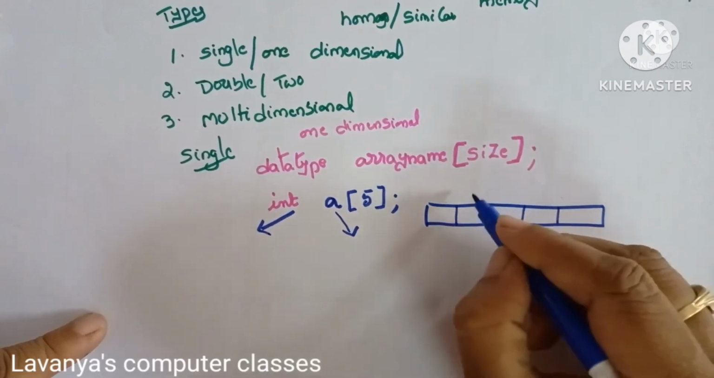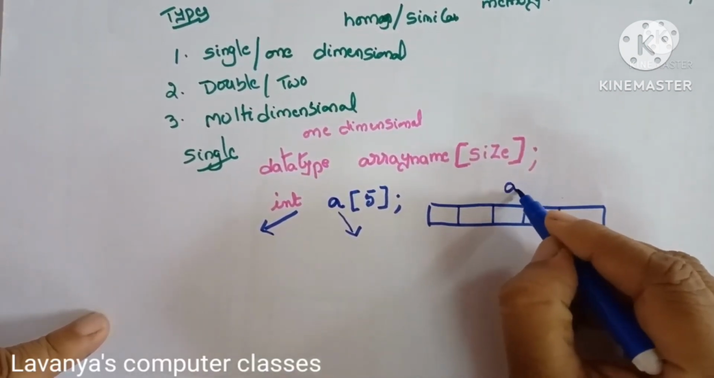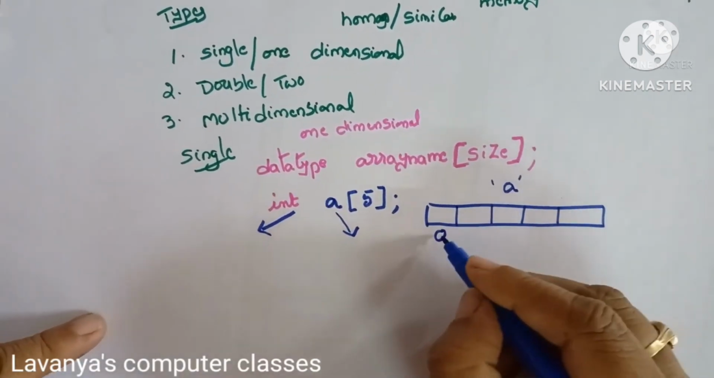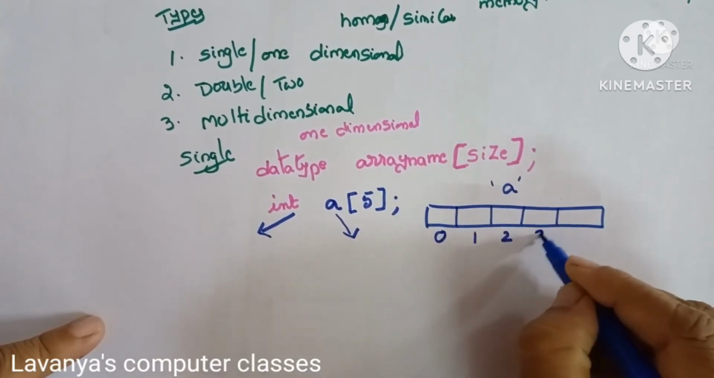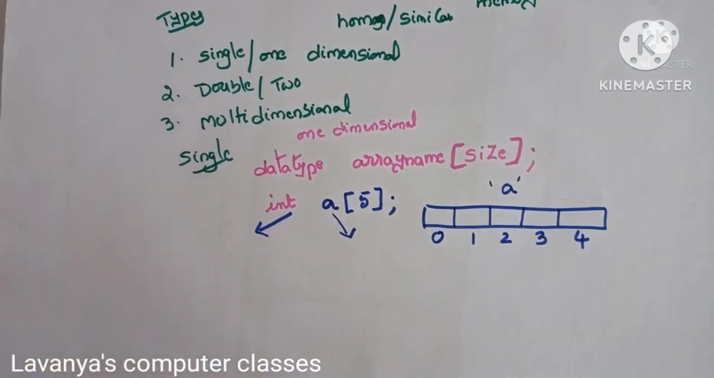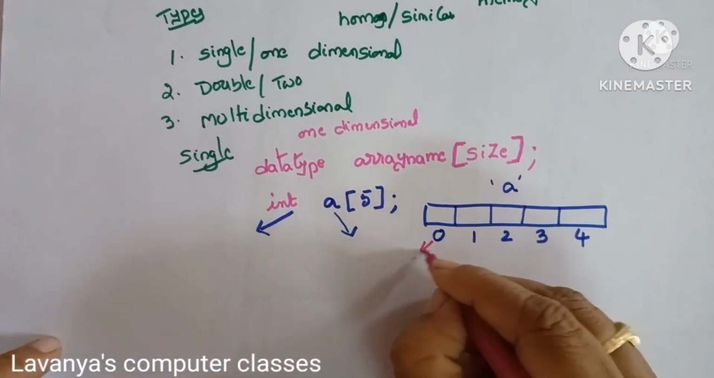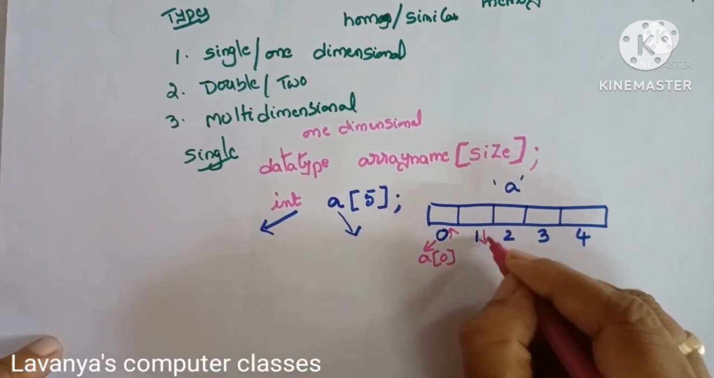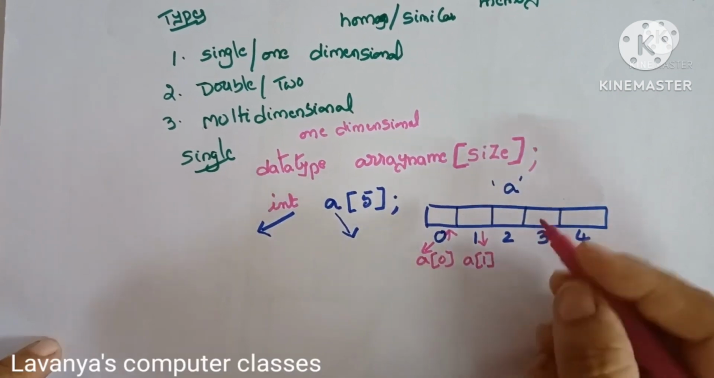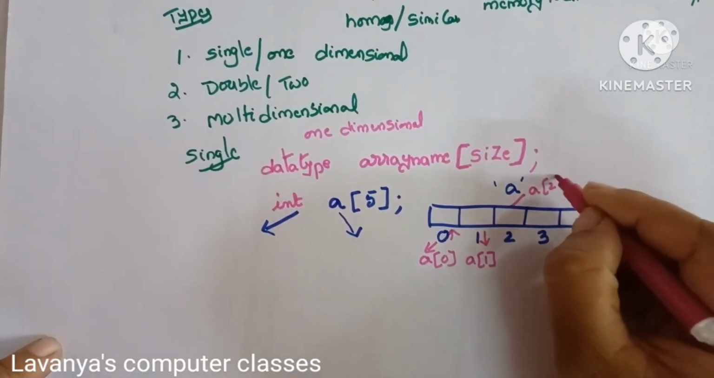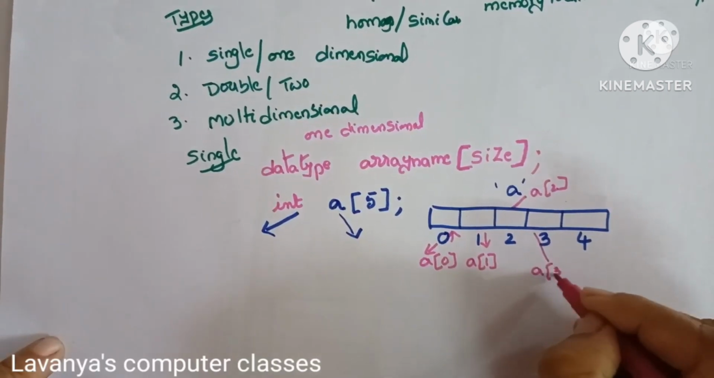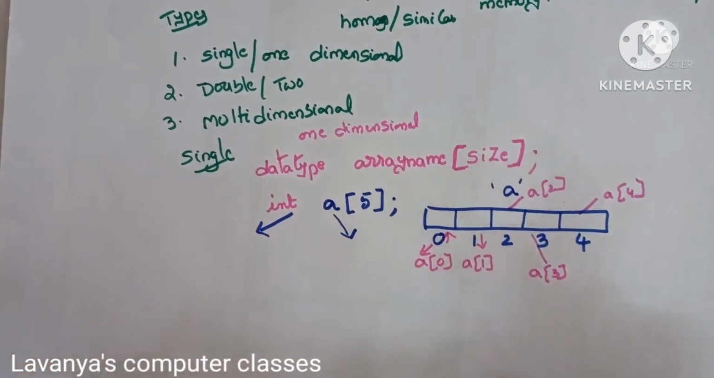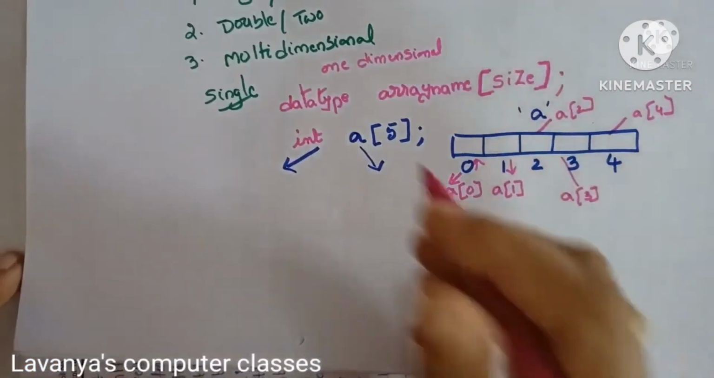Whenever we declare like this, 5 continuous memory locations are immediately allotted for the array named A. We have to remember one point: in an array, the memory locations always start with 0. So 5 means 0 to 4. The 0th location is called the base address of the array. We represent it as A of 0. The name of the array is A and the location is 0. Next one is A of 1, A of 2, A of 3, and A of 4. 4 means the 4th position in the array A. It starts from 0 to 4, that's why it is called the 5th.